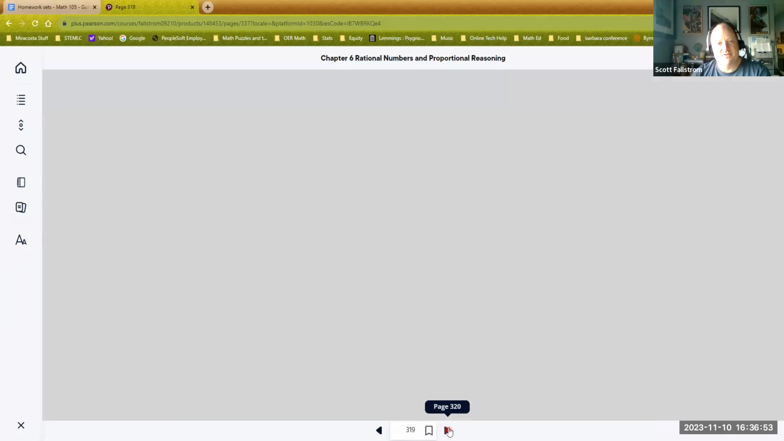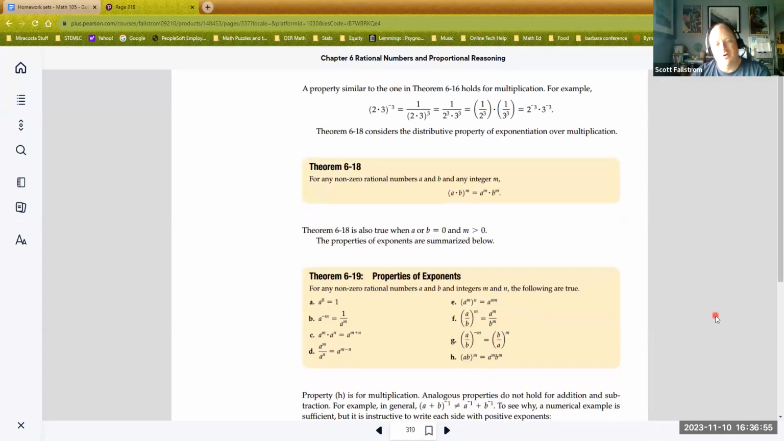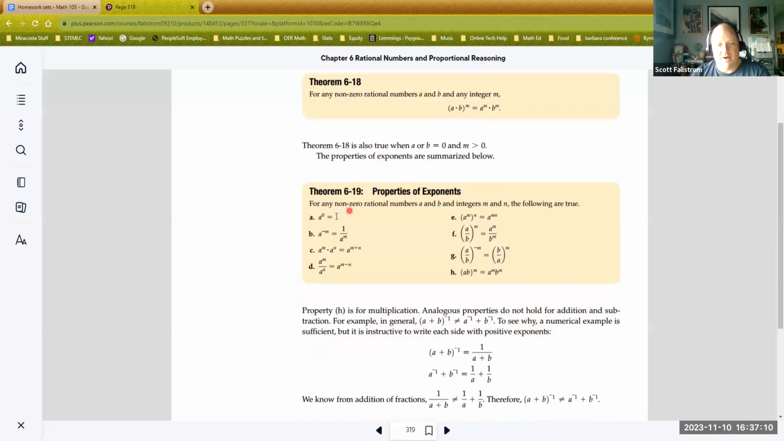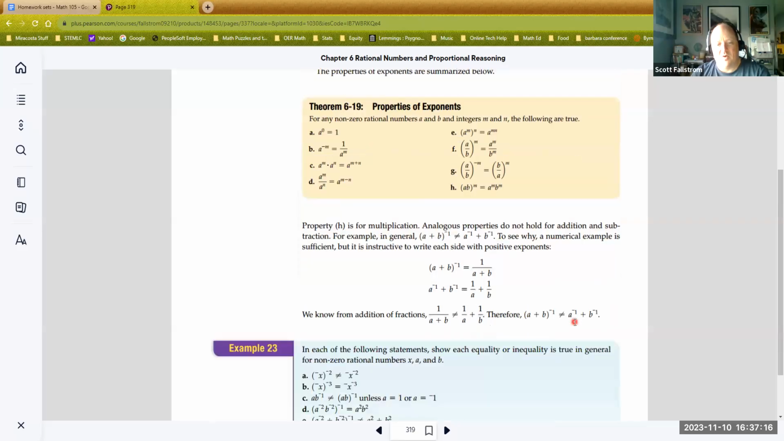So I think those are not too bad in terms of properties of exponents. Do they do more? Kind of. We saw this property before, and they kind of just put all the properties together here. I don't know why they called it theorem 6.19 because they already had all of these in different theorems, but basically they combined all of them together into one box. So this is kind of where you can look and see, here's all the properties of exponents that we know going forward.